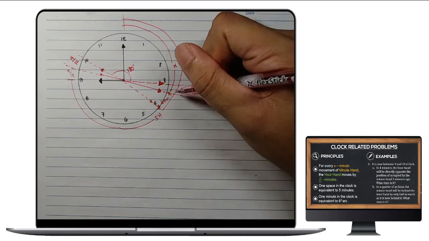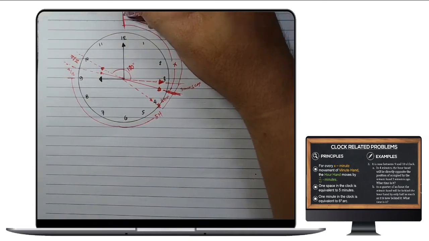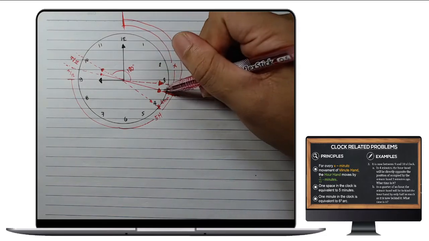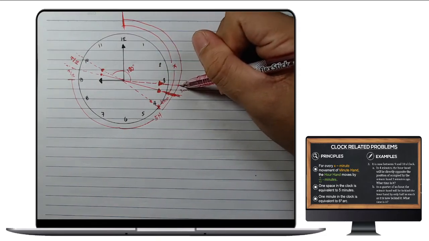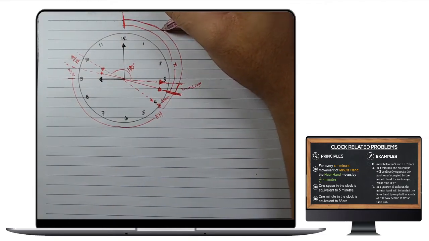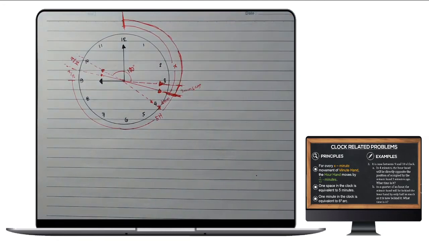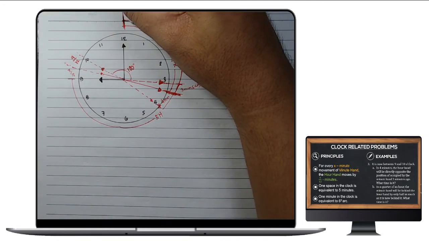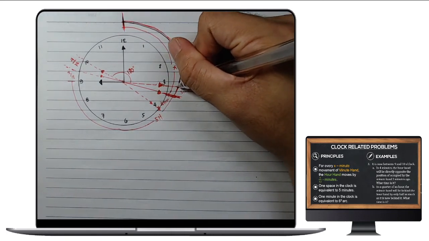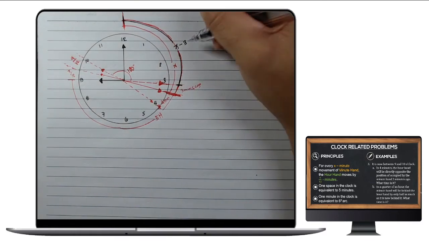So from this point up to this point is x, and from this point up to this point is 3 minutes. So we can say that this portion, before the 3-minute-ago mark, we can have it as x minus 3.